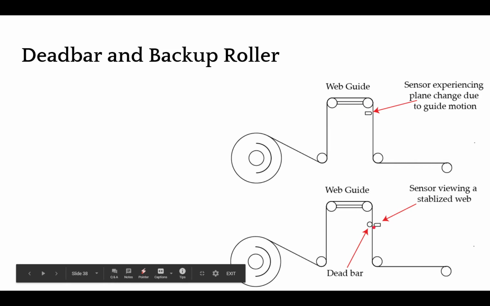Wrap angle above like 5 degrees if it's a dead bar, and if it's a roller, it can be up to 15 degrees, but no more than that. And then again, we follow all the same procedures in terms of how far the sensor can be from the web guide and things like that. So that's a way in which we can stabilize the web.